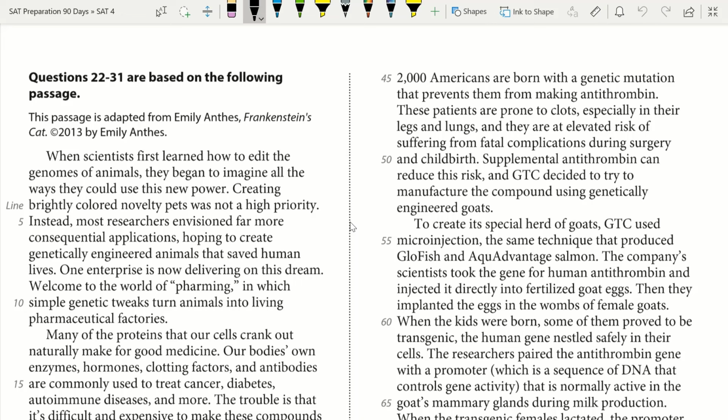Questions 22 to 31 are based on the following passage. This passage is adapted from Emily Anthes, Frankenstein's Cat. Copyright 2013 by Emily Anthes.